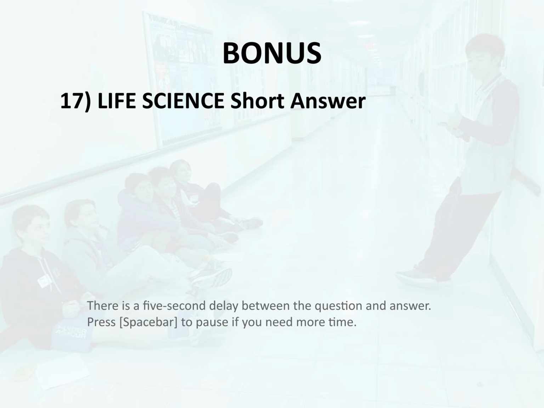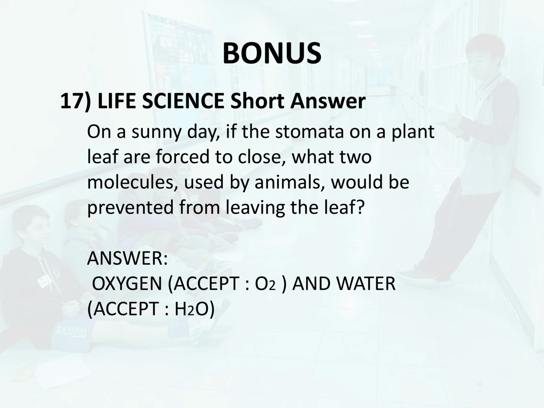Bonus, 17. Life science. Short answer. On a sunny day, if the stomata on a plant leaf are forced to close, what two molecules, used by animals, would be prevented from leaving the leaf? Answer: oxygen and water.